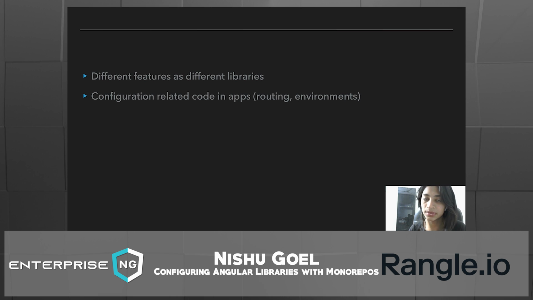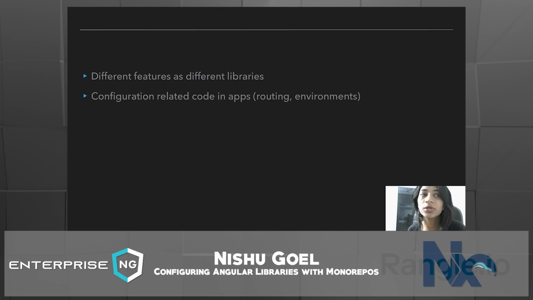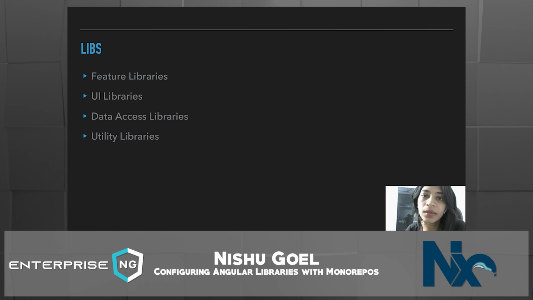We have different libs, and we have apps or just one app. All the business logic and feature-related code stays in the libraries, and we keep the apps only for configuration-related stuff, be it routing configuration or environment-related configuration, right? And as per NX, we have these different kinds of libraries, which help us understand what kind of code should go where inside the workspace.